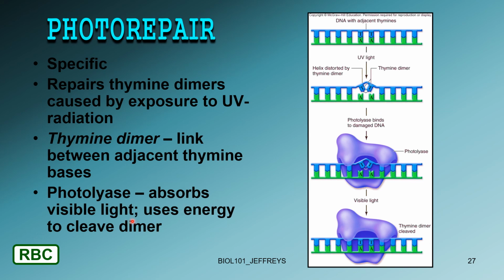And photolyase absorbs visible light and uses the energy to cleave the dimer. So this thymine dimer is a problem caused by exposure to ultraviolet radiation, and photolyase will come in, cut the thymines apart, reattach them, and make the repair. There's the photolyase, the big enzyme, and there it is doing its job, and there's the repaired DNA.